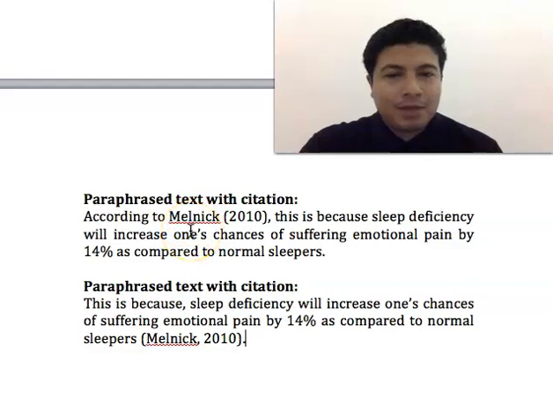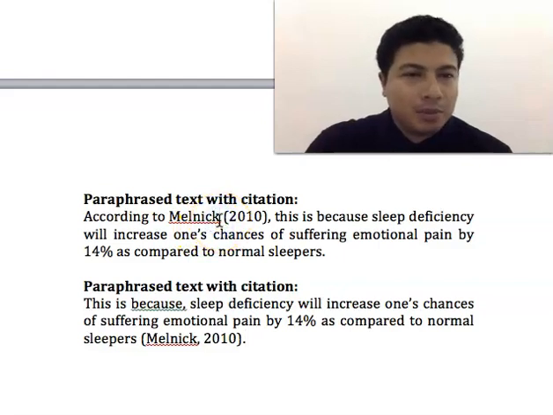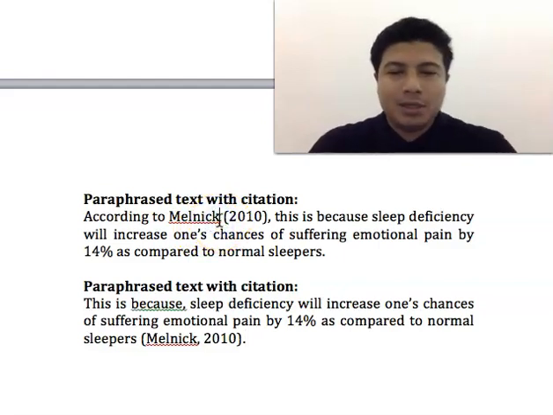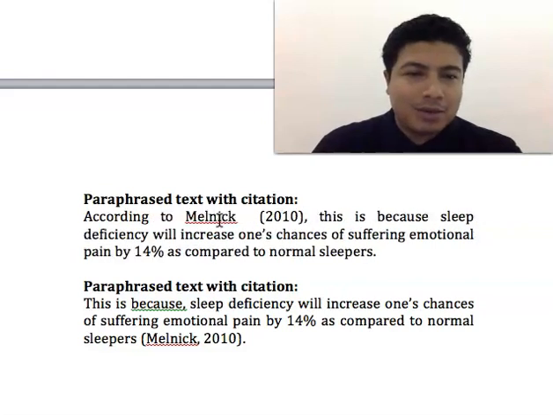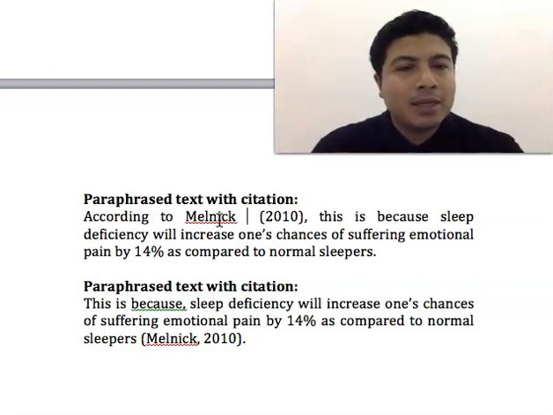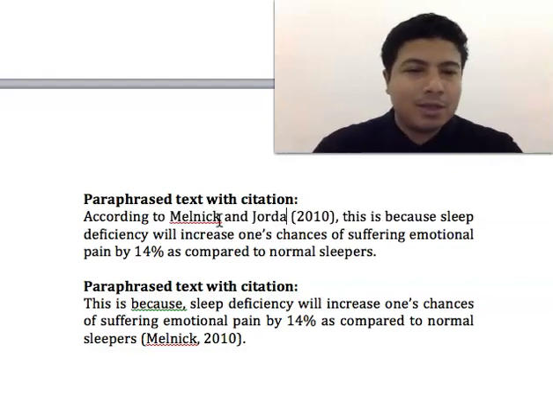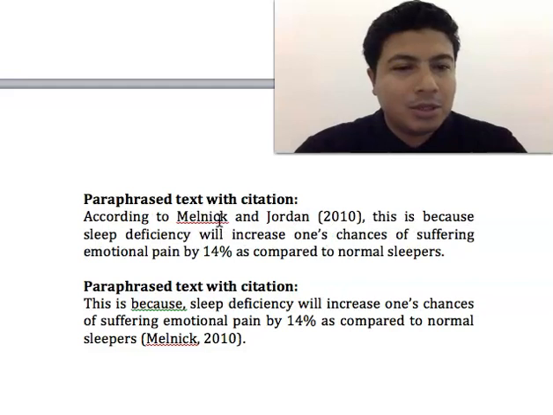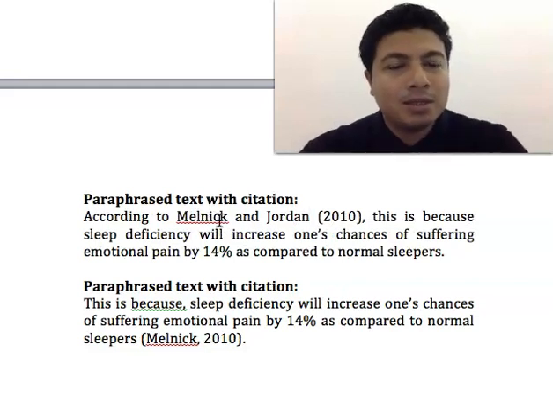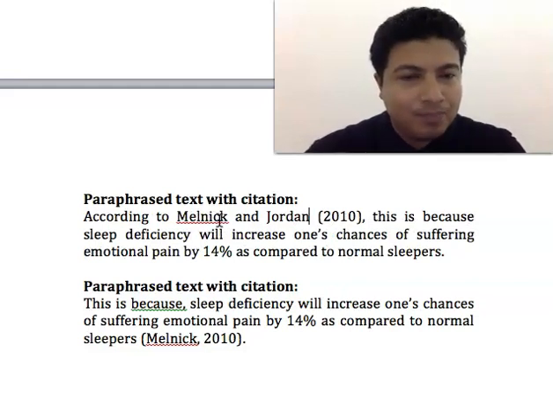If, let's say, you have two names, the article is written by two people. So what you do is, according to, let's say we have two names, Meredith Melnick and also Michael Jordan. So you say according to Melnick and Jordan. You don't say Michael Jordan, you just simply say Jordan, because we take the surname or the family name.